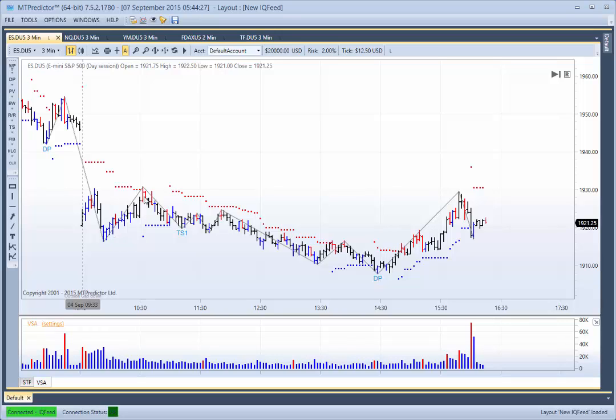As you can see, the ES actually declined. It made a low here around half 2 and then had a strong rally up into just before close. So I want to show you what we were talking about on Friday.